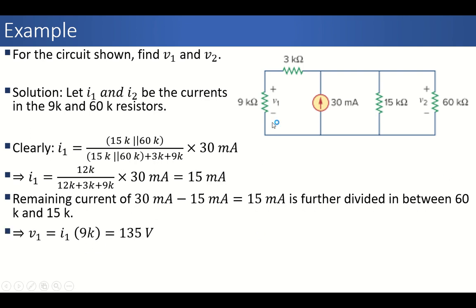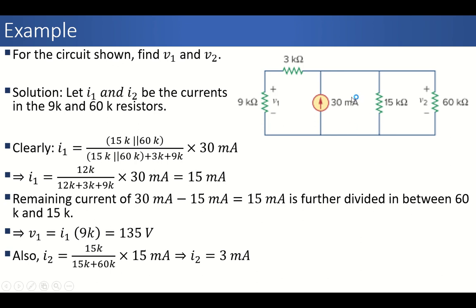Anyway, V1 we can easily find. V1 will be equal to I1 multiplied by 9K, since V is equal to IR. So I1 is 15 milliampere multiplied by 9K. This is 135 volts. Similarly we can find I2.